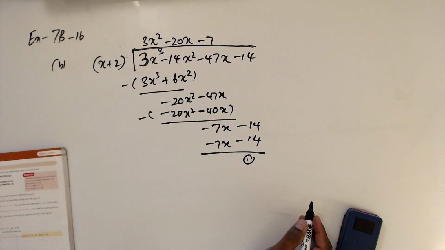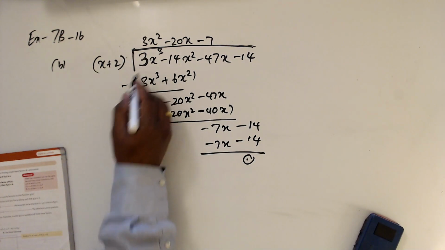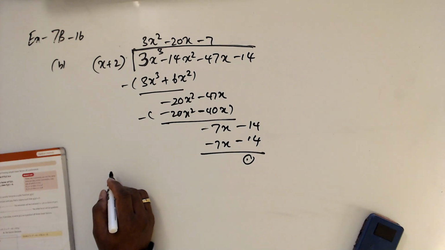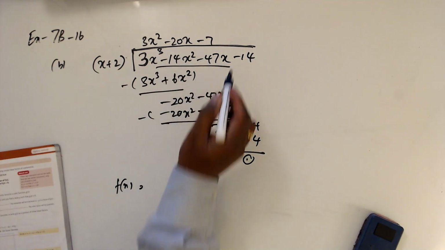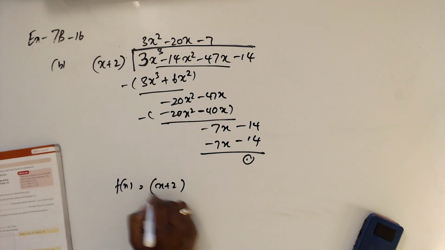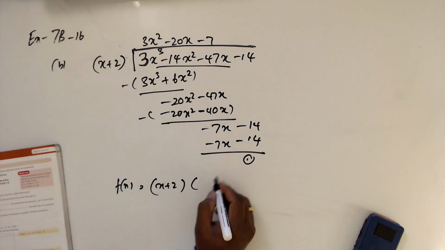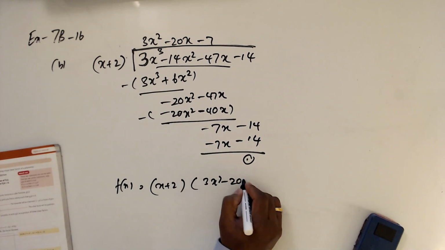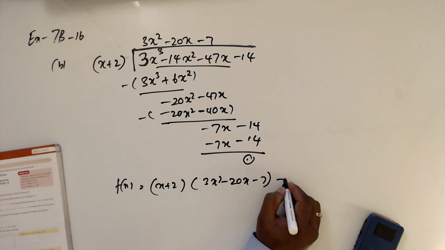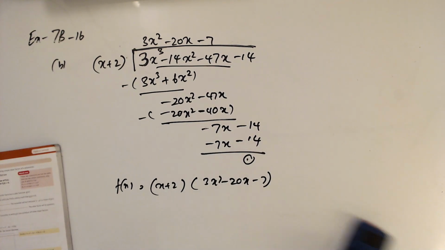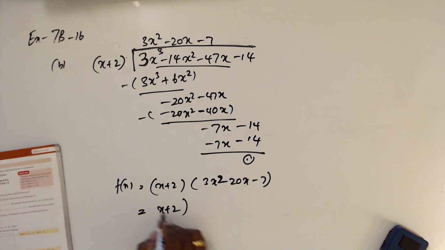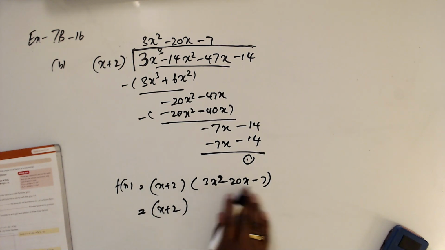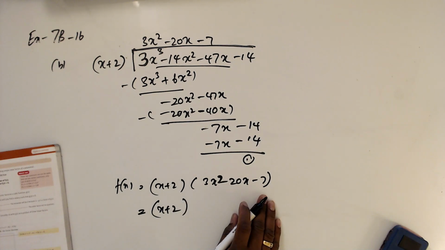Hence x plus 2 is a factor. Now we can write f(x) equals x plus 2 times, this is the divisor, this is the quotient, plus 0. We don't need that remainder 0. Now we want to factorize completely. It means we should be able to factorize this one.